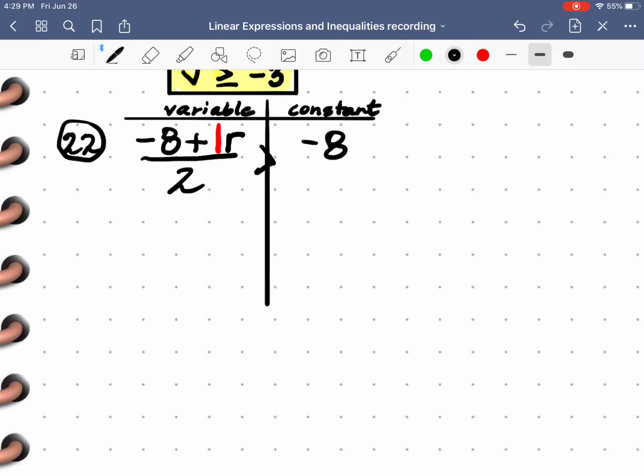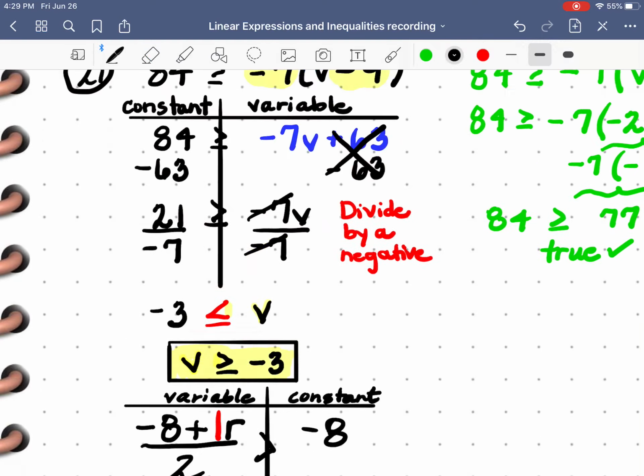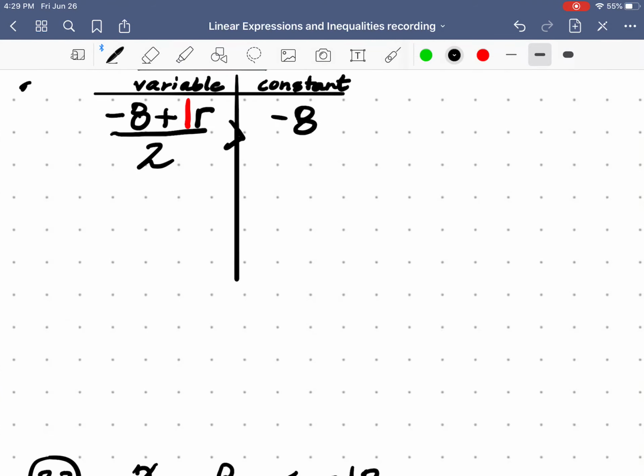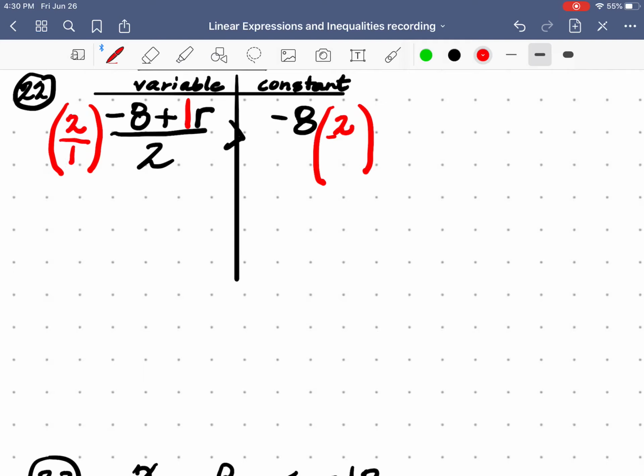And we talked about in class that we need to get rid of that 2 on the bottom. I want to eliminate this double-decker part of the problem. So I'm going to do that by using reciprocals. And I'm going to bring my 2 up to the top. And then that 1 that I put in with my r, the coefficient, that's going to be the bottom.